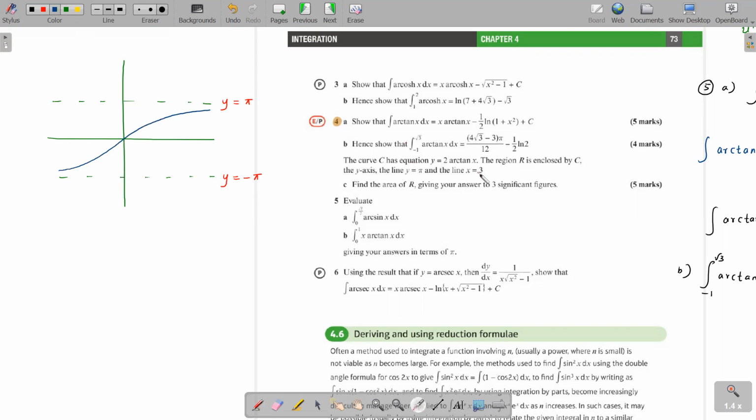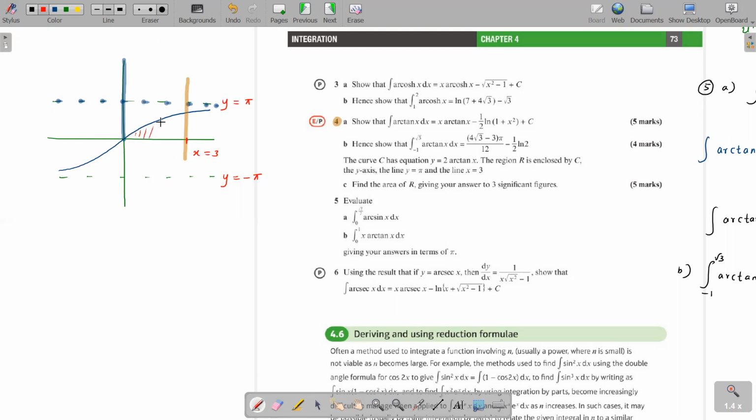So now what happens? They say the region R is enclosed by the curve, the y-axis, and the line y equals pi. Obviously, the line y equals pi is the asymptote, and the line x equals 3. The line x equals 3 is, let's say, somewhere over here. Can you see? So these are the limits.